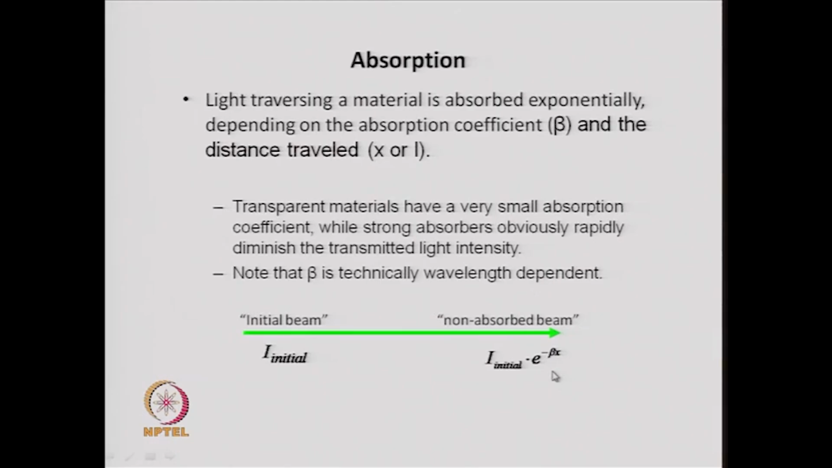One more thing is that beta is actually wavelength dependent. So, the beta value for a material will change whether you are shining UV radiation or visible light. It will change according to the wavelength of the incoming beam. For many purposes you can consider beta to be constant, but in reality beta is a function of the wavelength.